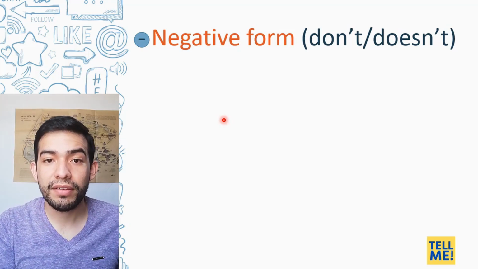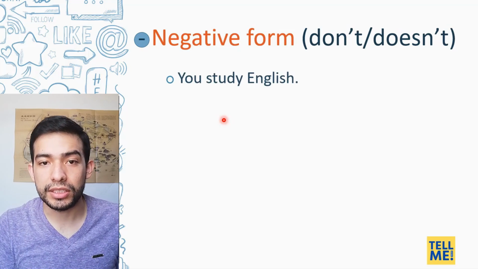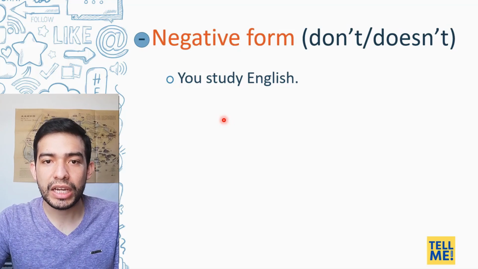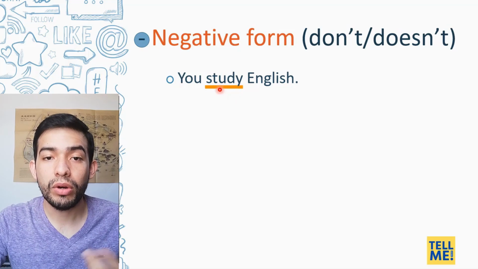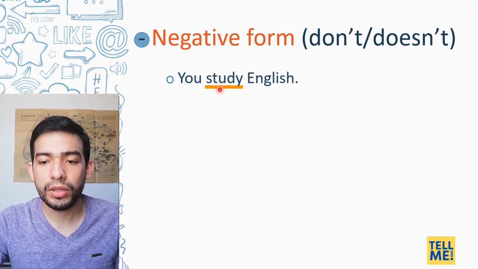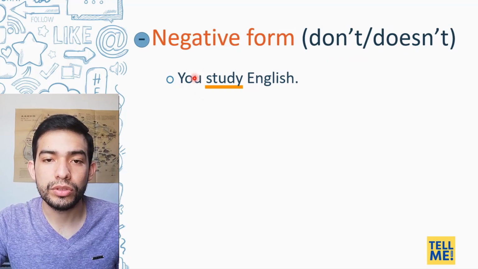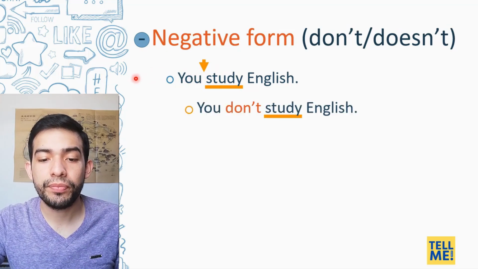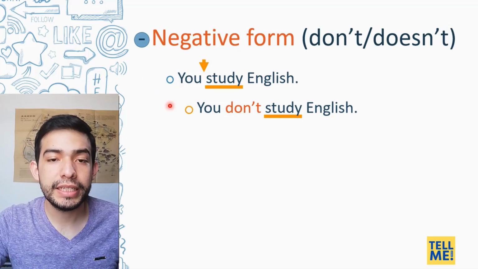The first thing we have to do is we have a simple sentence, right? Like, you study English. Then, where is the verb? Where is the action? Okay, it is here, right? So, study. Now, once we know where the verb is, we put these words behind it, right? So, don't or doesn't. But we know that with you, we use don't, right? So we put it here. So the sentence would be, you don't study English, right? Really simple.